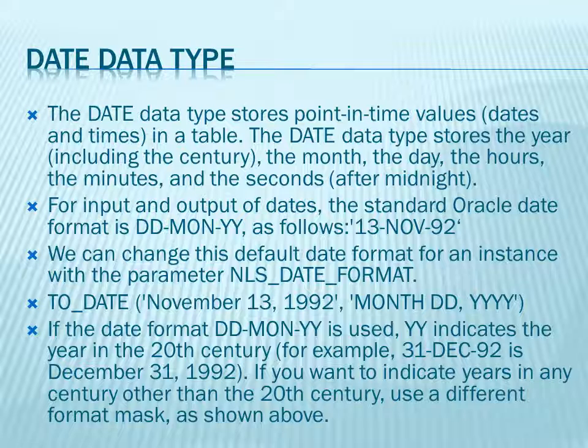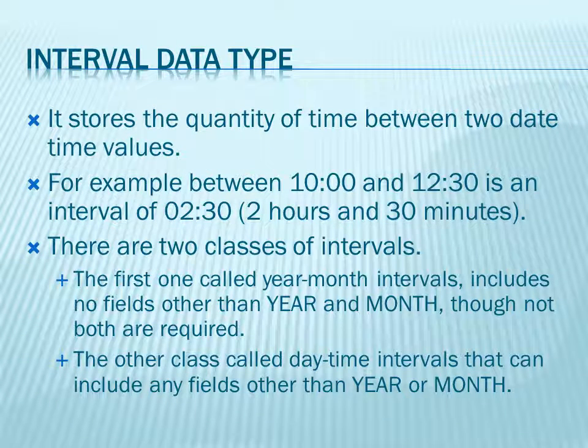If the date format DD-MON-YY is used, YY indicates the year in the 20th century. For example, 31 December 92 is December 31, 1992. If we want to include a year in any century other than the 20th century, use a different format mask as shown above.